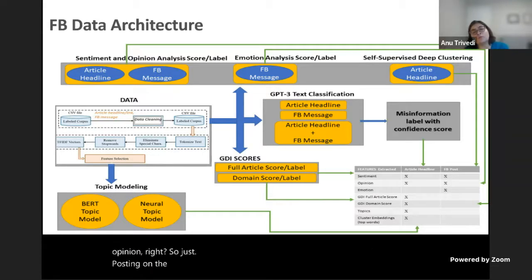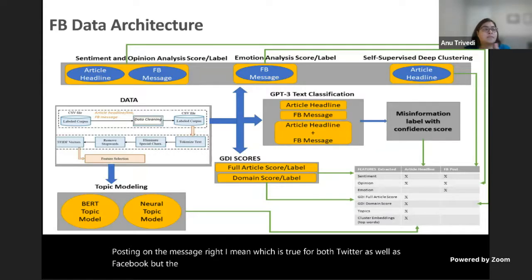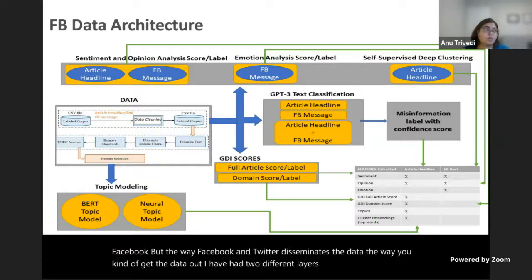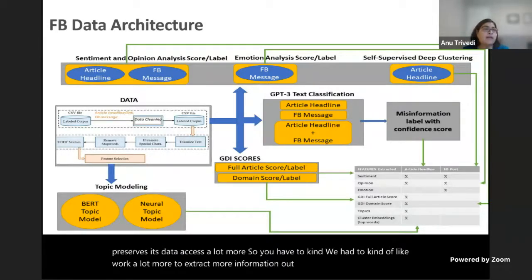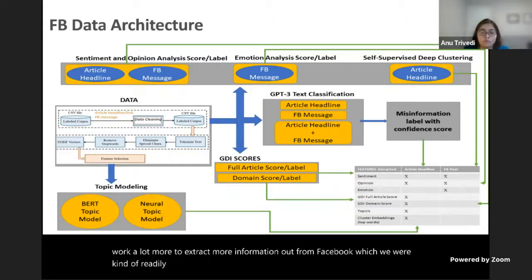That is true for both Twitter and Facebook, but the way Facebook and Twitter disseminate the data, the way you get the data out, has two different layers of views. Facebook preserves its data access a lot more, so we had to work a lot more to extract information from Facebook, which we were readily getting from Twitter.